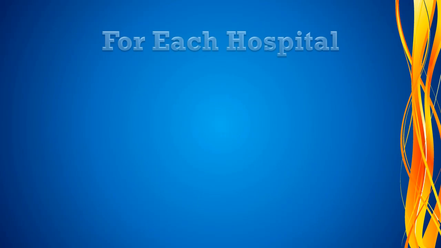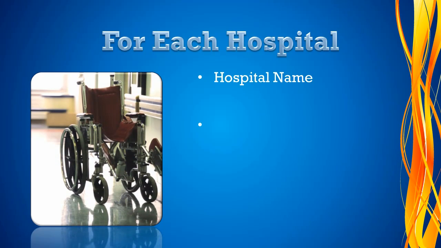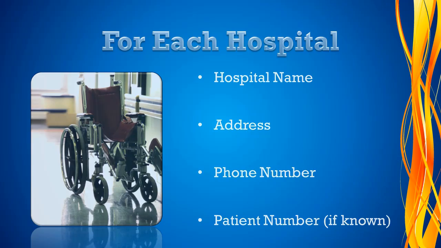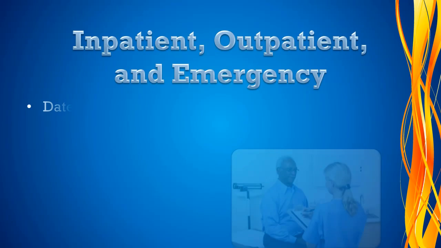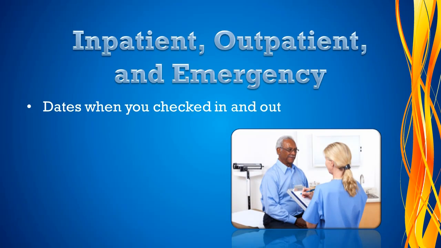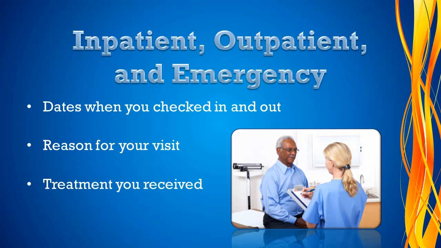You will then need to enter the following information about any hospitals where you've been a patient since you filed your claim. Name, address, phone number, patient number if known, inpatient, outpatient, emergency room visits, dates in and dates out for each, reason for each visit, treatments received, next appointment if any.